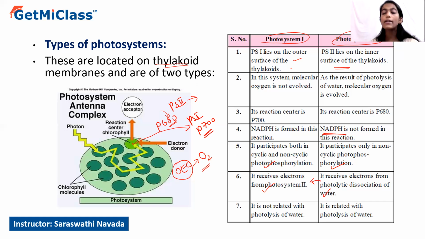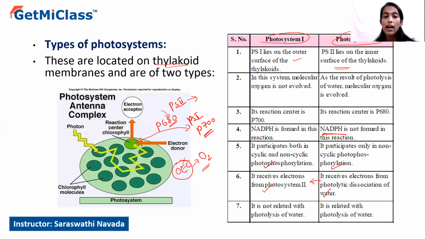And splitting of water is not coupled with photosystem 1 because this enzyme complex is absent in photosystem 1, whereas splitting of water can be seen in case of photosystem 2. So that is regarding the difference between photosystem 1 and photosystem 2. And the main thing you have to remember here is photosystem 2 is comprised of reaction center P680 and photosystem 1 is composed of P700.